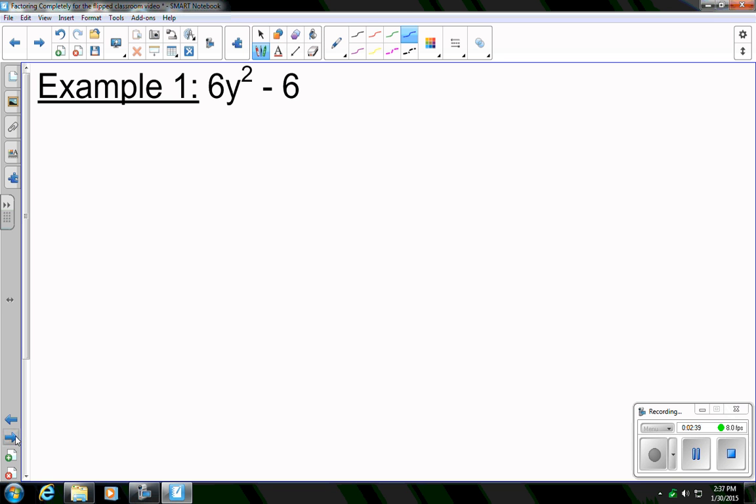So we're going to go through these examples, and please follow along on your worksheet. So example 1, 6y squared minus 6. Remember that we always check for the greatest common factor first. So do these two terms have anything in common? You should notice that they have a 6 in common. So if I take out a 6, when I divide each of these terms by 6, I'm left with y squared minus 1.